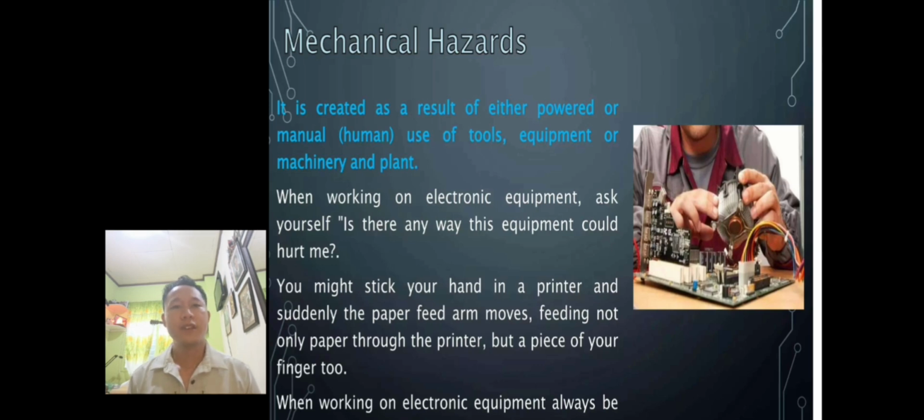Mechanical hazard is created as a result of either powered or manual use of tools, equipment, or machineries and plant. Meaning those equipment can hurt us. A good example is the printer. Suddenly the paper feed arms move, feeding not only paper through the printer but a piece of your finger too. So you must be careful with that.